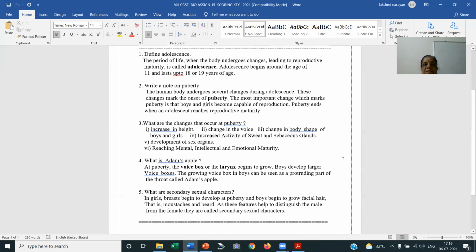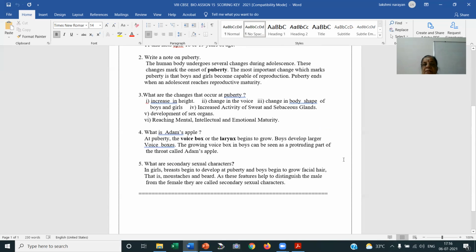Then, what are the changes that occur at puberty? There are several changes, as in the textbook side heading: increase in height, changes in voice, changes in body shape of boys and girls, increased activity of sweat and sebaceous glands, development of sex organs, and then reaching mental, intellectual, and emotional maturity.